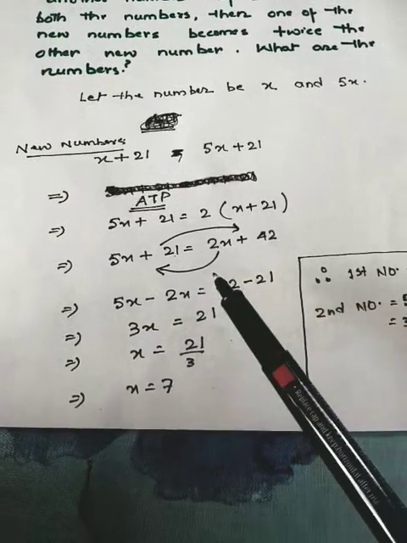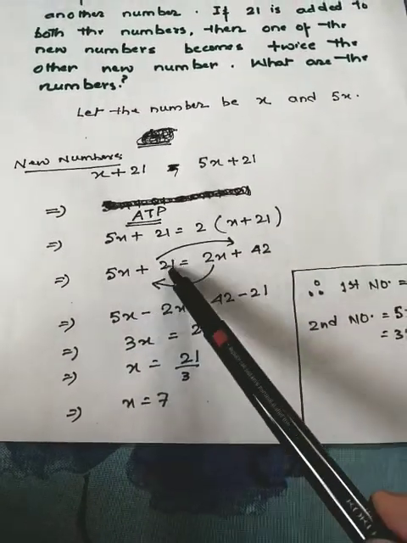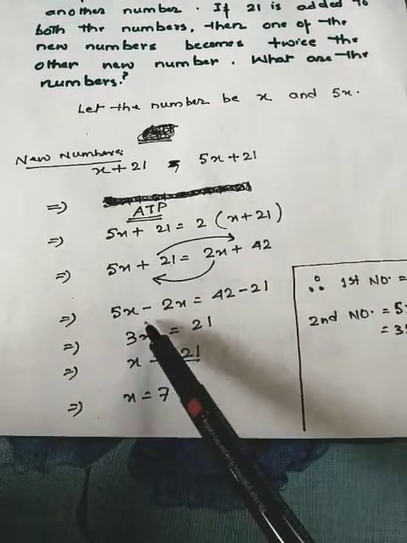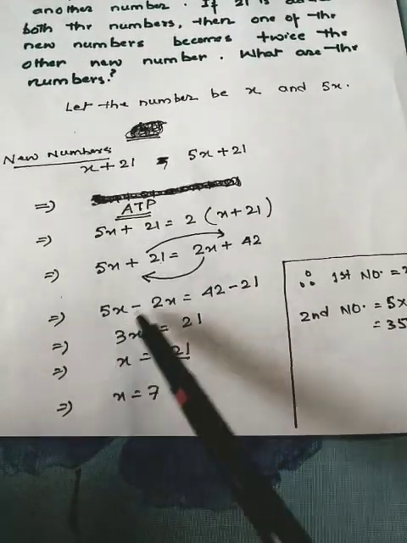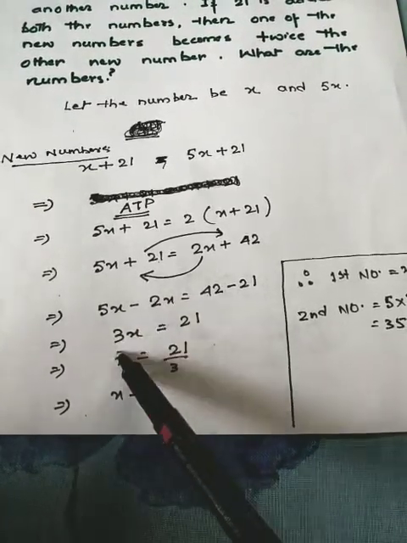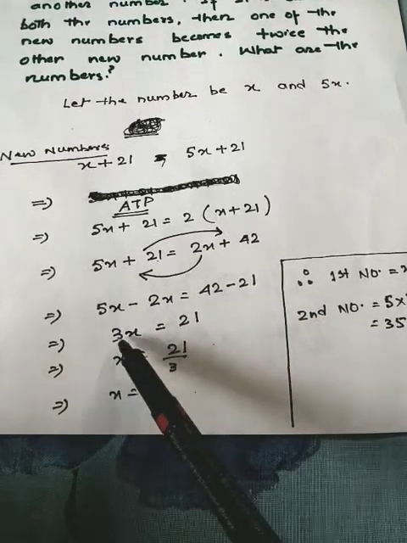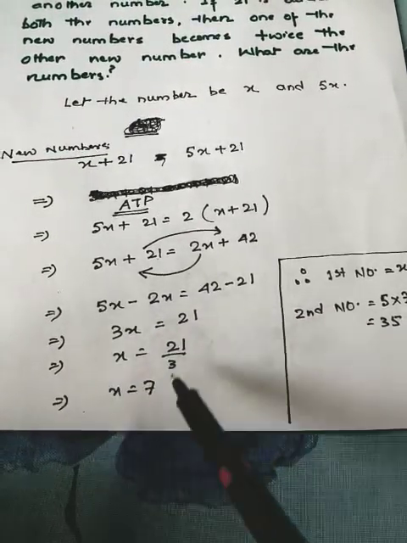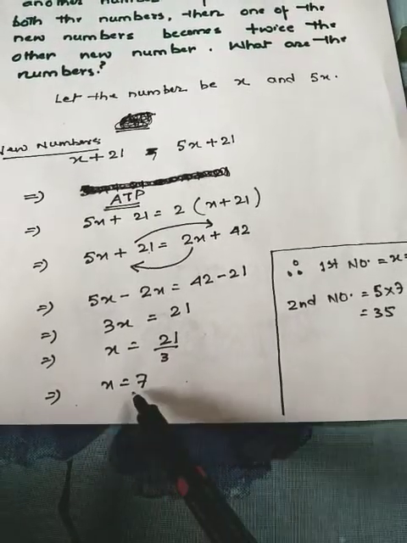Now just do the simplest part, that is you have to bring the variable term to one side and the constant term to the other side. So it will look like 5x minus 2x equals 42 minus 21. 5x minus 2x is 3x, and 42 minus 21 is 21. So just transpose this 3 to the right hand side, so it will look like x is equal to 21 by 3, and finally you're getting x as 7.